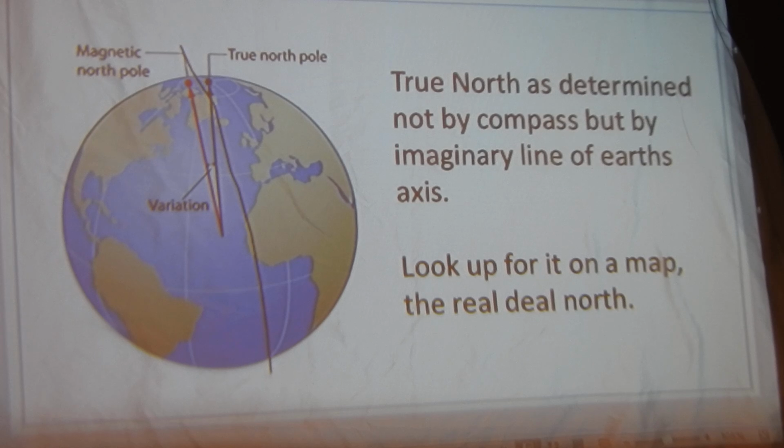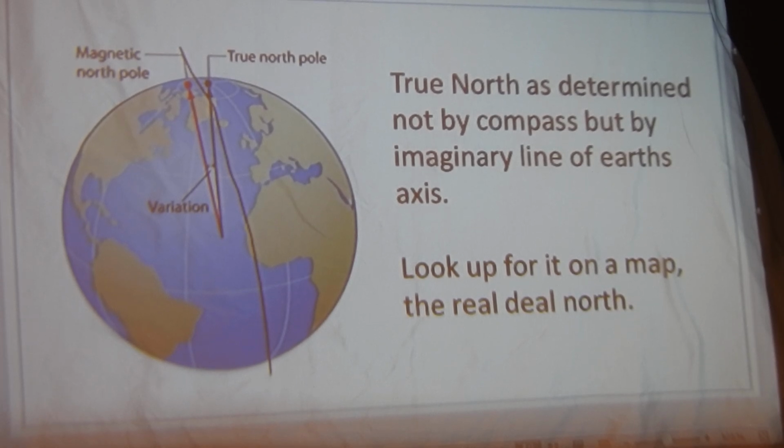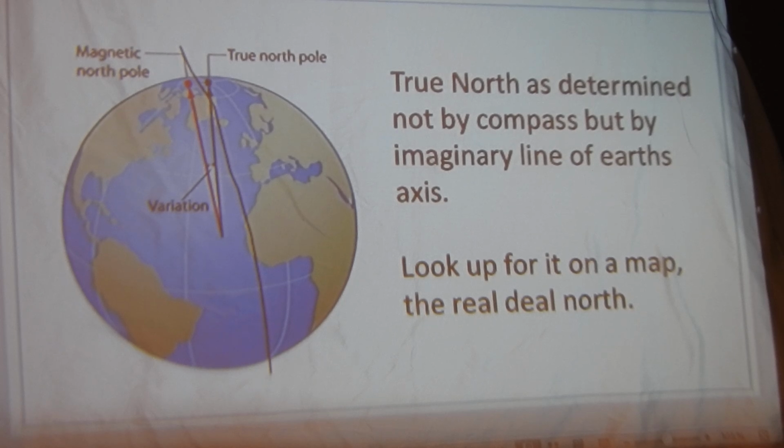The first North that we talked about, the true North, is determined not by compass but by the imaginary line of Earth's axis. And up here, this is for the globe now. This is true North for the globe model. This is what they call true North, and the variation from the magnetic, what they call the magnetic North Pole on the globe model. That's why I said look up for it on the map. You can see the difference between the magnetic and true North Pole. So again, that's what they're calling true North, and this is for the globe model.